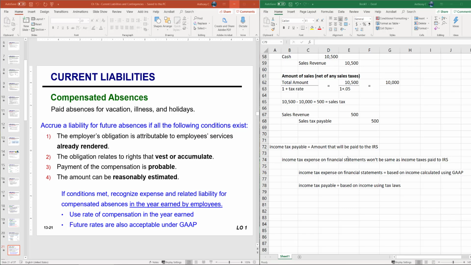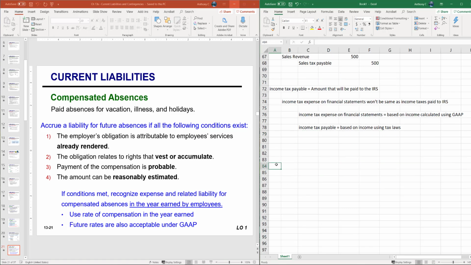Generally, in order for us to accrue a liability for any paid sick days or something like that, 4 conditions have to exist. So the first condition just means that the compensated absence has already been earned. In other words, in order for me to take a sick day, there's not anything else I need to do. Like I've already earned the right to, so pretty much it will be paid to me.